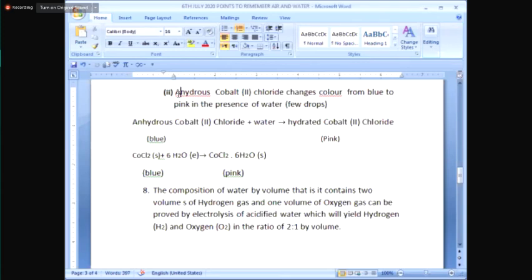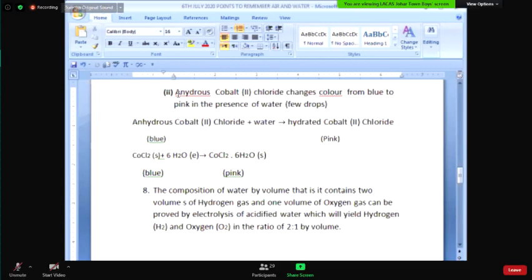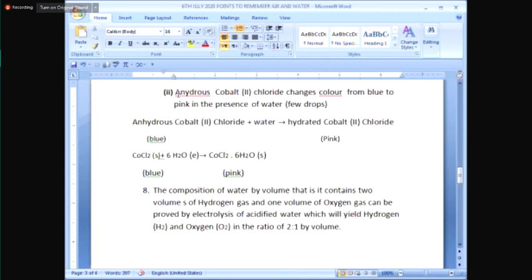Those students who know electrolysis are fine; otherwise, in future I'll be revising section 4 of electrolysis with you all. So if an exam question of 2 marks comes, how would you determine the composition of water by volume? You can say we can determine it with the help of electrolysis of acidified water, where at the anode oxygen gas will be formed in 1 volume and hydrogen will be formed at the cathode in 2 volumes. The volumes may be read in cm cube or dm cube.